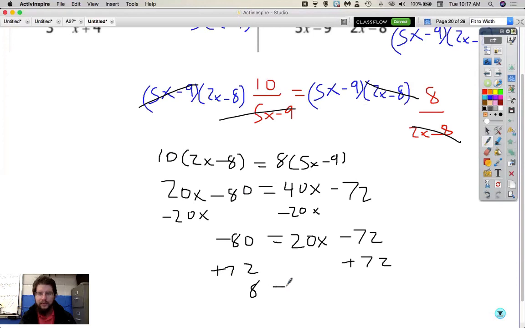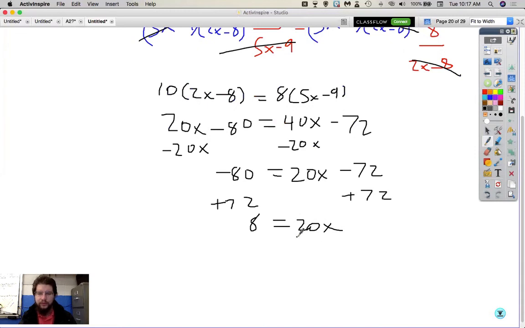I get 8 is equal to 20x. Divide through by my coefficient, which is 20 in this case. I can simplify. Both of these have a 4 in them. So that's 2 over 5 is equal to x.